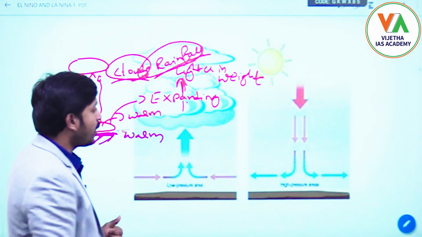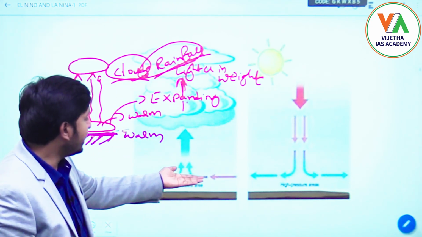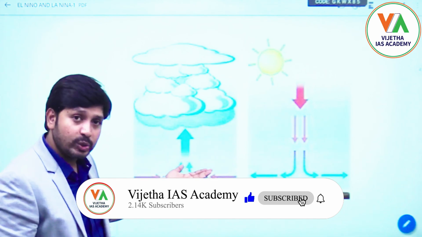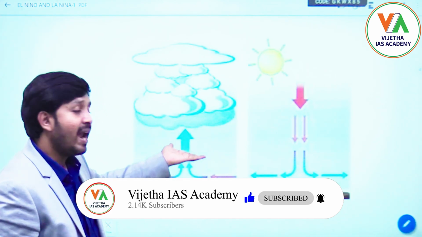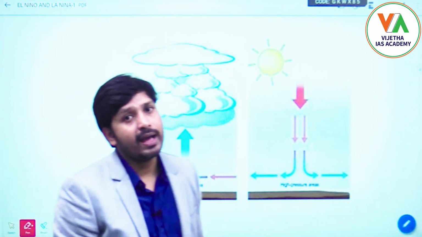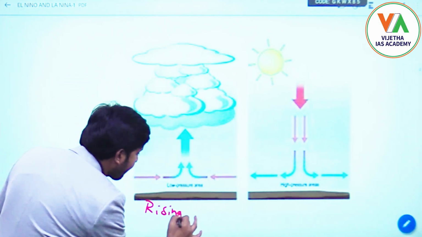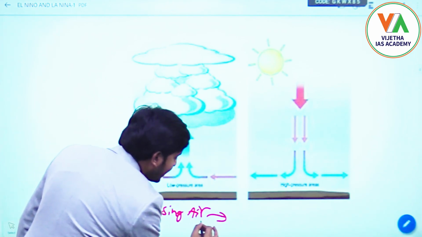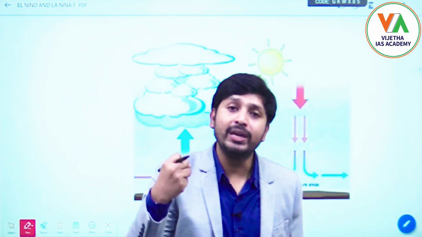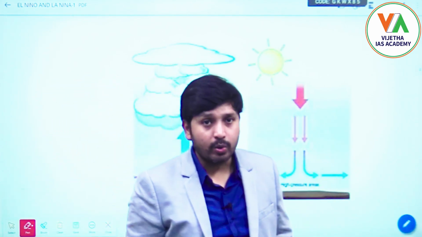And there is another phenomenon. If you see from this picture, the ground surface has been heated, and because of heating, the air will start rising. Because of heating of the ground, the air attached to it will also become warm, will expand, and will try to rise. In the process of rising, it will lead to the formation of clouds, and these clouds will give us rainfall. So rising air has a chance of forming clouds. I am not saying 100% they will give rainfall, but there might be chances of forming clouds and giving rainfall.